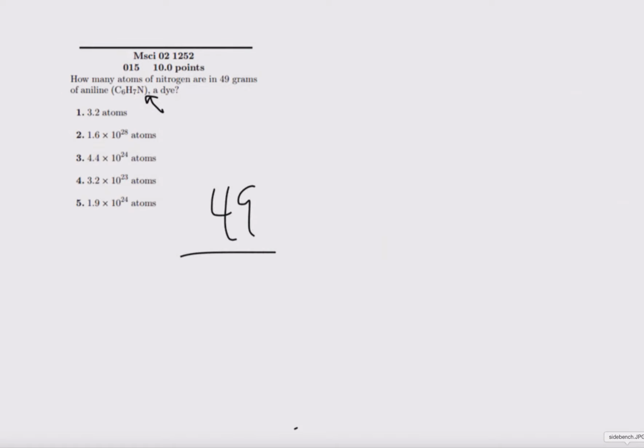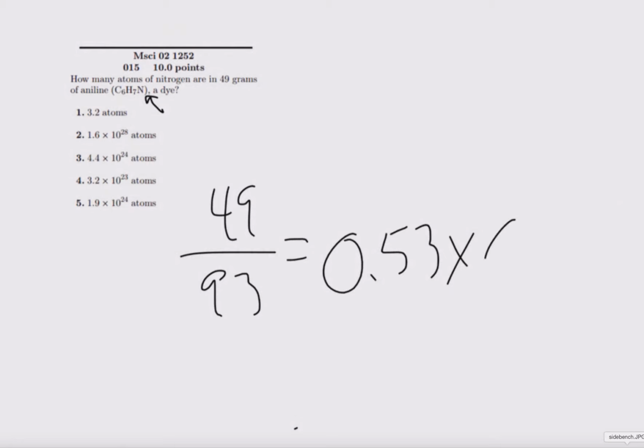and we've got 93 as the molar mass of aniline. So 49 divided by 93 is 0.53 moles, and then we multiply that by 6.02 times 10 to the 23rd, and we get approximately 3.2 times 10 to the 23rd atoms.